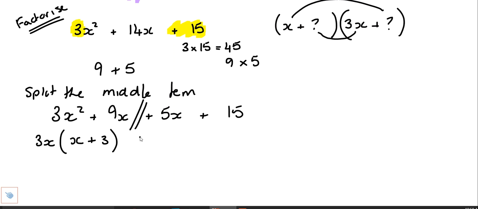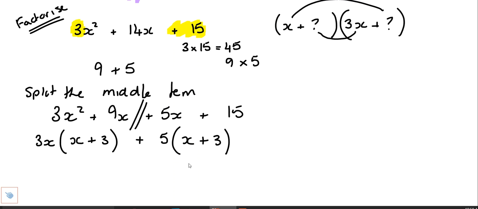And then the other side will be plus 5, bracket x, 3. Now the tip is, when you're doing this, whatever brackets you get there, it'll be the same brackets there. So that kind of gives you a clue. If you end up with two different brackets, you've done something wrong.